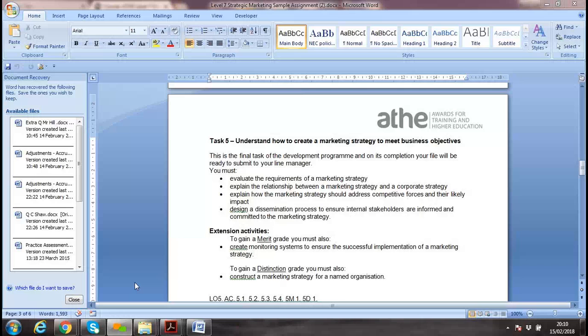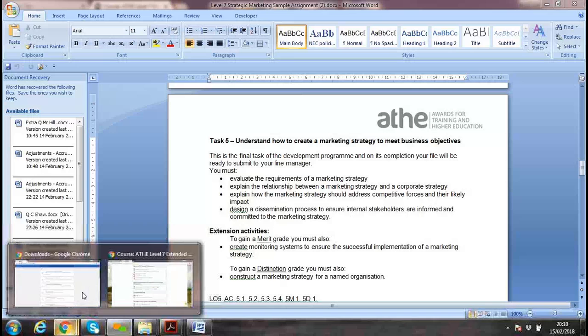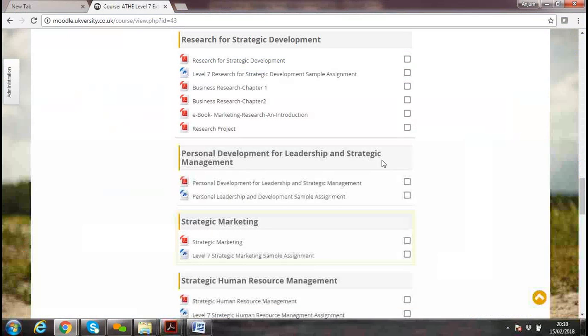I understand. But among the 8 units which appear on my Moodle, there is no such thing as research. Just one second, Umar, I'll show you. Yes, you see, it's just the research first, for strategic development. Yes, that's this one.